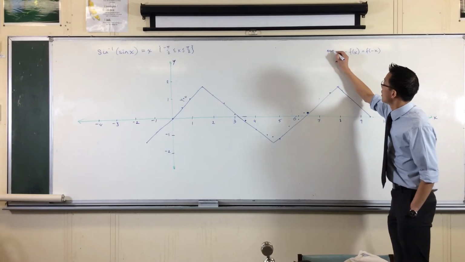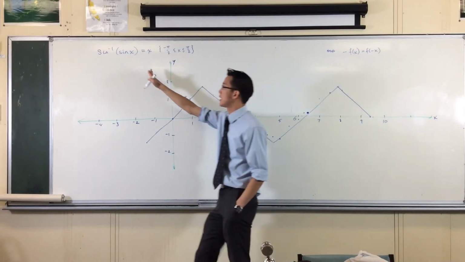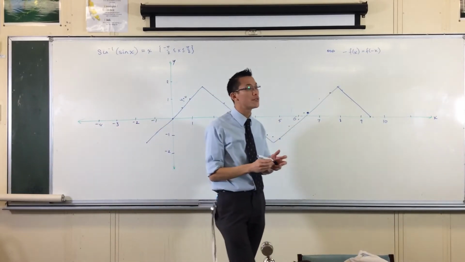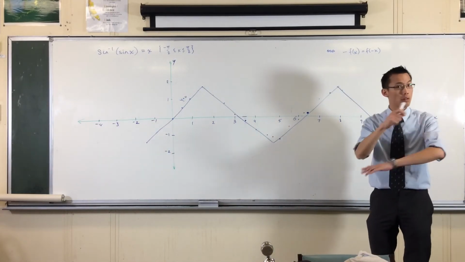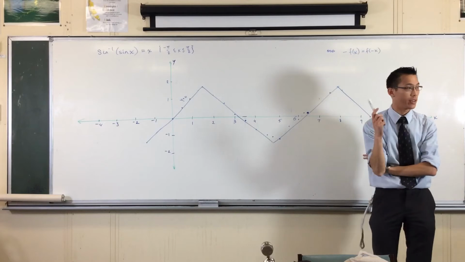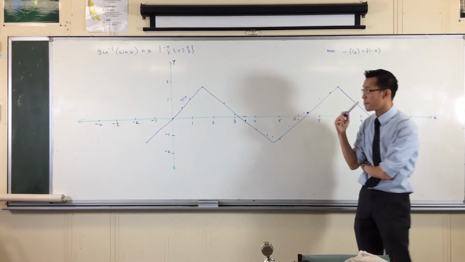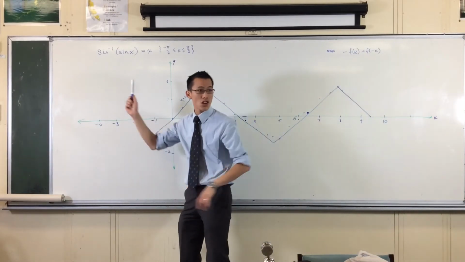Now, what you've got here is a composition of two functions, right? A function of a function. But you know lots of things, especially in terms of symmetry, about both of them, right? What kinds of symmetry does each have? Sine.